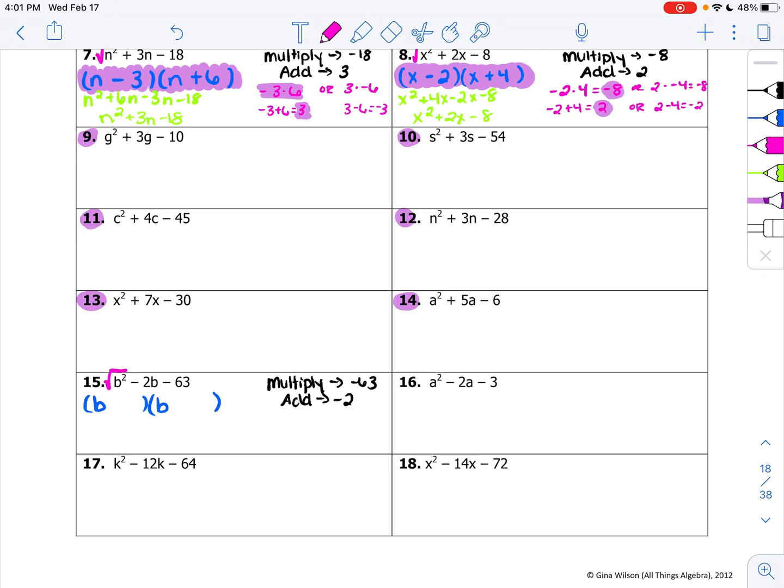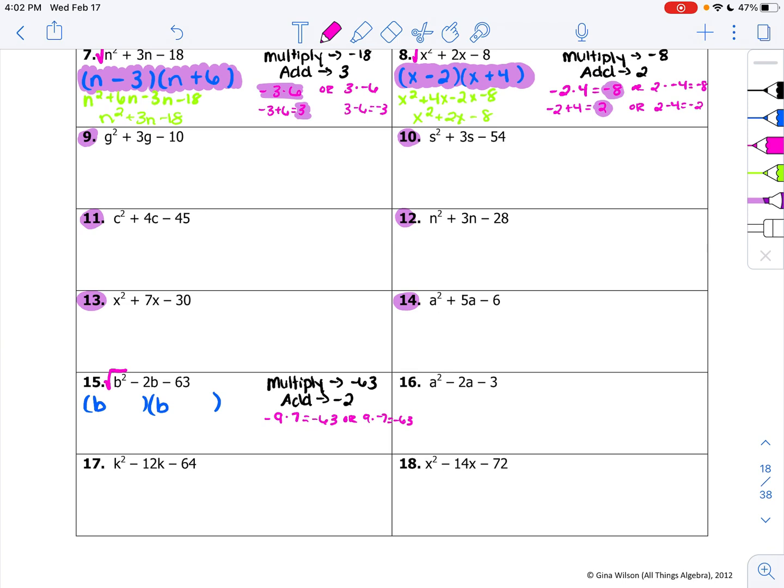So when I think about negative 63 and all of the ways that I can multiply, the first one that pops into my head is multiplying 9 times 7. And I know that there's a possibility that when I combine these two, I could possibly get negative 2. Now remember, when I multiply, I'm trying to get negative 63. So that means one of these numbers has to be negative. So it could be negative 9 times 7, that's negative 63, or it could be a positive 9 times a negative 7, that's also negative 63.